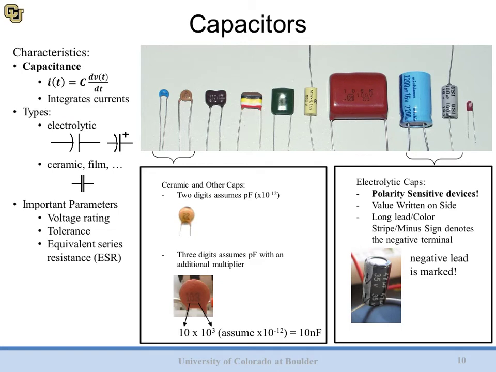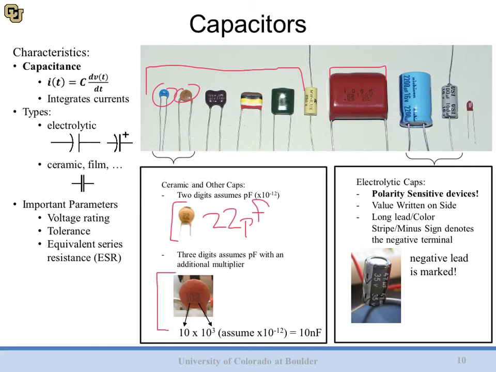Capacitors also use a standard convention for designating their value. Most of these, what we call film capacitors, or some of these smaller capacitors, will use a 2 or 3 digit code on the side in order to determine the value. If it's 2 digits, such as this small guy down here, then it assumes picofarads. So 22, and because there's only 2 digits, we just assume picofarads, so 22 picofarads, and that's the value. Some of these smaller capacitors will do that.